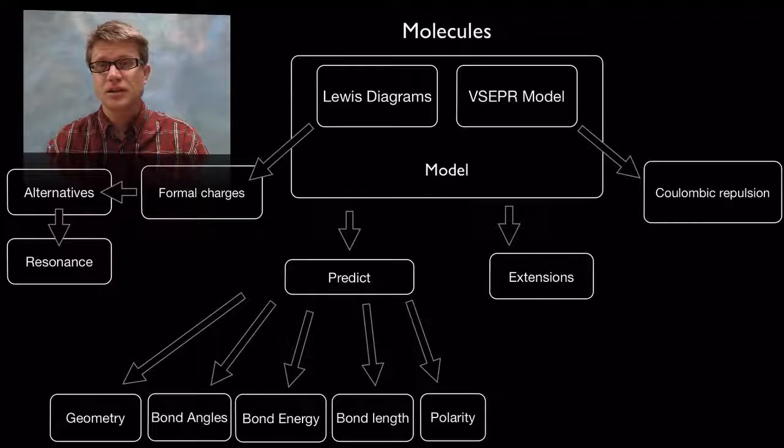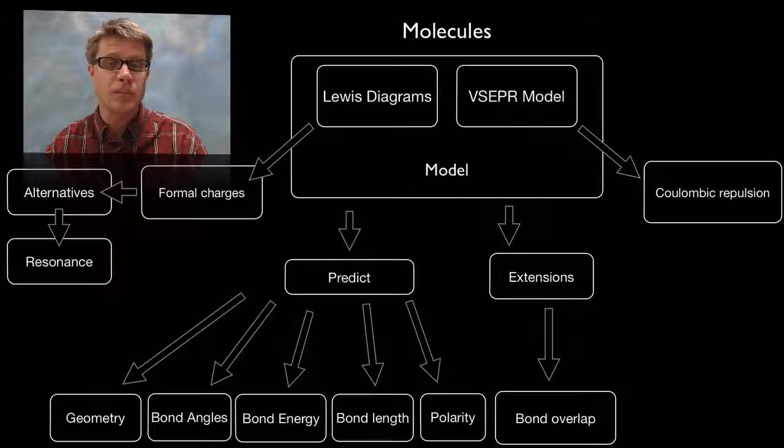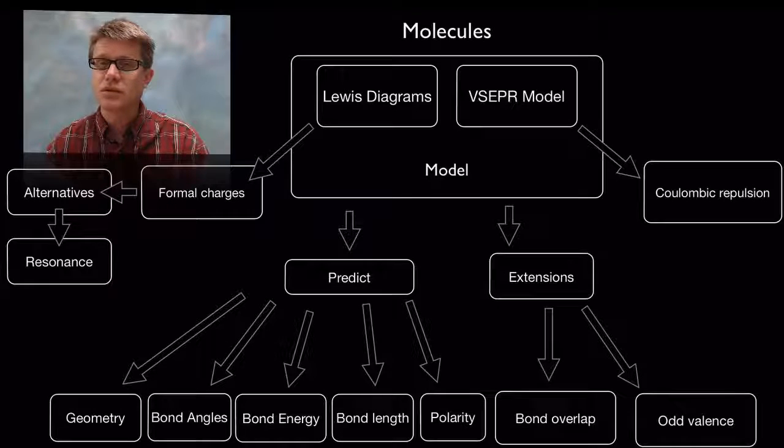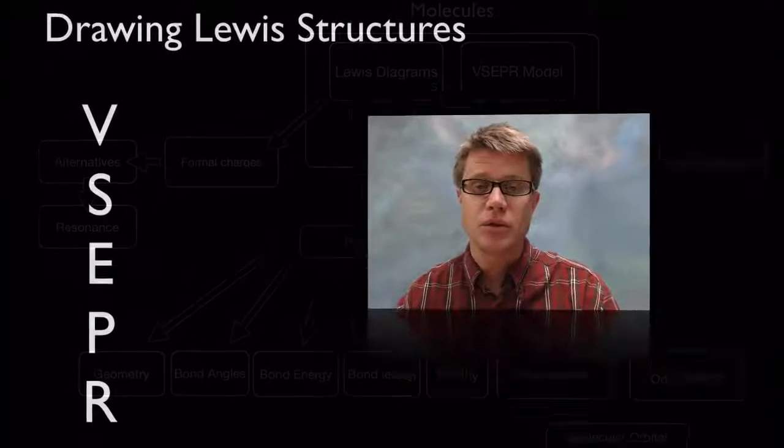Lots of times we're going to have to extend it. It's just a model. It's not actually what the atoms look like, and so we can do extensions on this based on overlap of bonds, and also sometimes it's confusing when we get odd valence electrons. And so I'll present another theory. It's called molecular orbital theory. Won't go into detail, but I'll kind of explain where that would be useful.